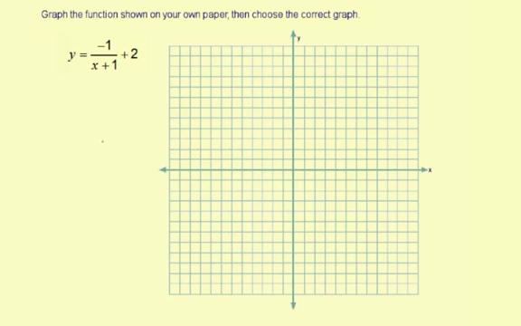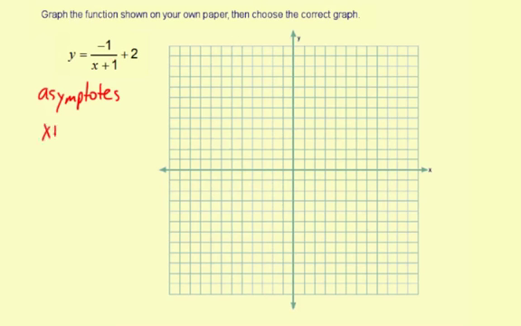Graph the function shown on your own paper, then choose the correct graph. This is a rational function, and the first thing we need to do is figure out the asymptotes. So looking at the equation here, the first thing we want to know is what is the vertical asymptote, and that's where the values of the function are undefined. That's where the denominator here equals 0.